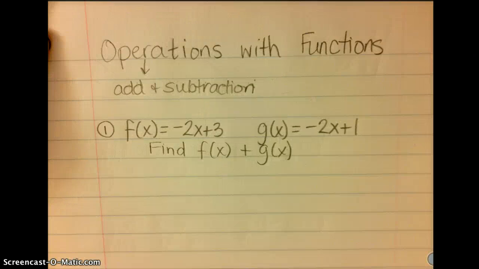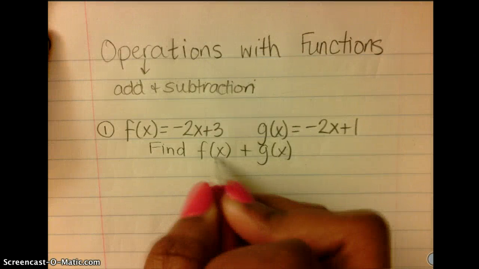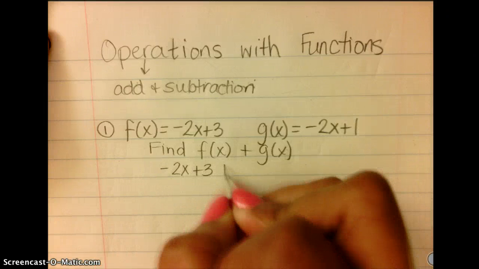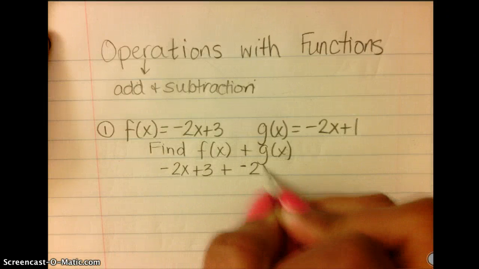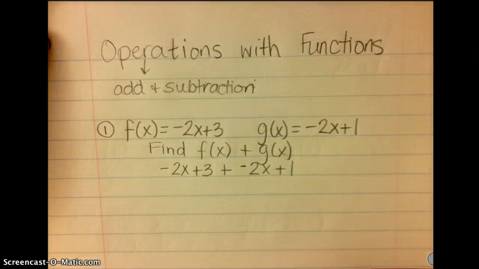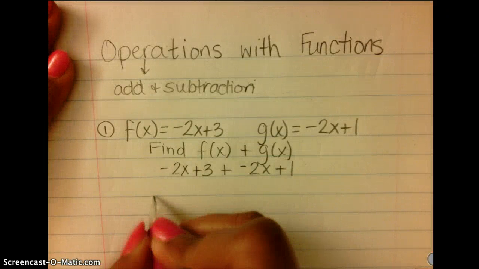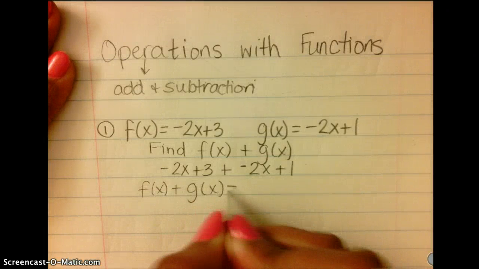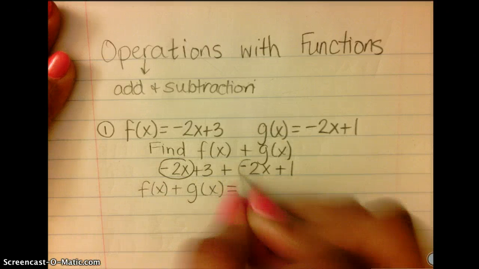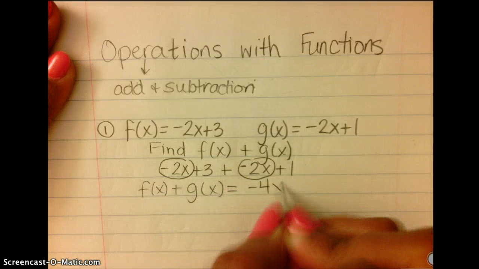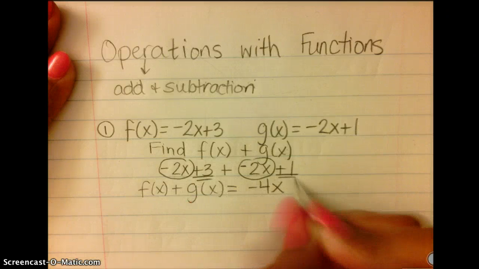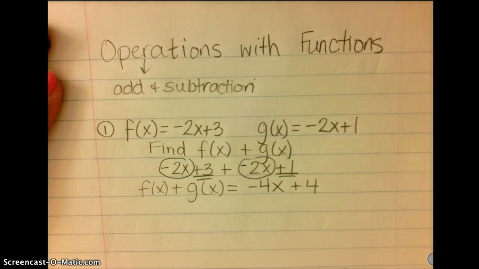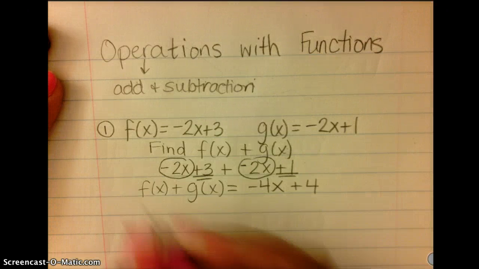To find f of x plus g of x, we know that f of x is negative 2x plus 3. And we're going to add your g of x, which is negative 2x plus 1. So now it's just a matter of combining like terms. We're going to write that f of x plus g of x is equal to, your negative 2x and your negative 2x is negative 4x. 3 plus 1 is 4. So f of x plus g of x is equal to negative 4x plus 4. That's the rule for addition.